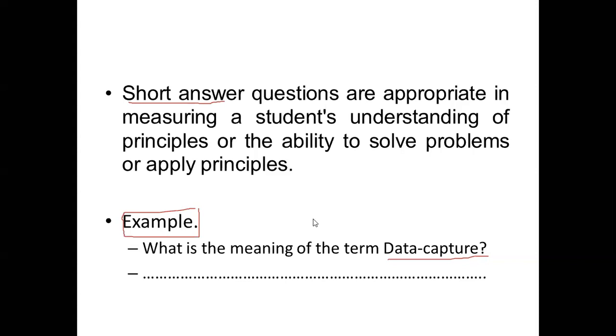So the question that we're having here is, what is the meaning of data capture? Okay. So this is the term that we are looking at that is driving this particular question, data capture. Okay. And this is a keyword, meaning of the term data capture. So you are trying to put down the meaning of data capture, okay? Abilities, okay?